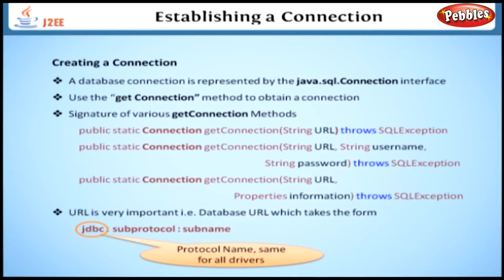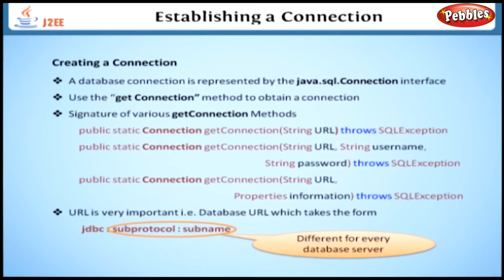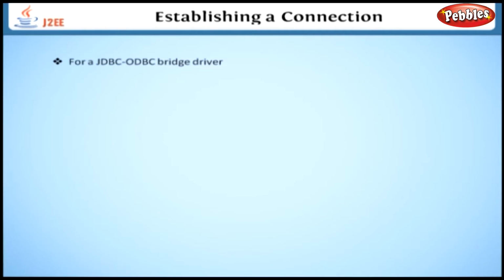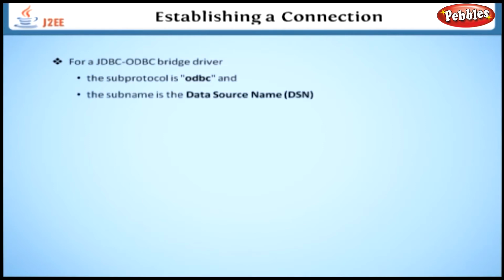JDBC is the protocol name, same for all drivers. Sub-protocol and the sub-name are different for every database server. That should be described in our JDBC driver documentation. If we are using a JDBC-ODBC bridge driver, the sub-protocol is ODBC, and the sub-name is the data source name, or DSN, for that database. For example, if the DSN is wings, then the URL will be like this.